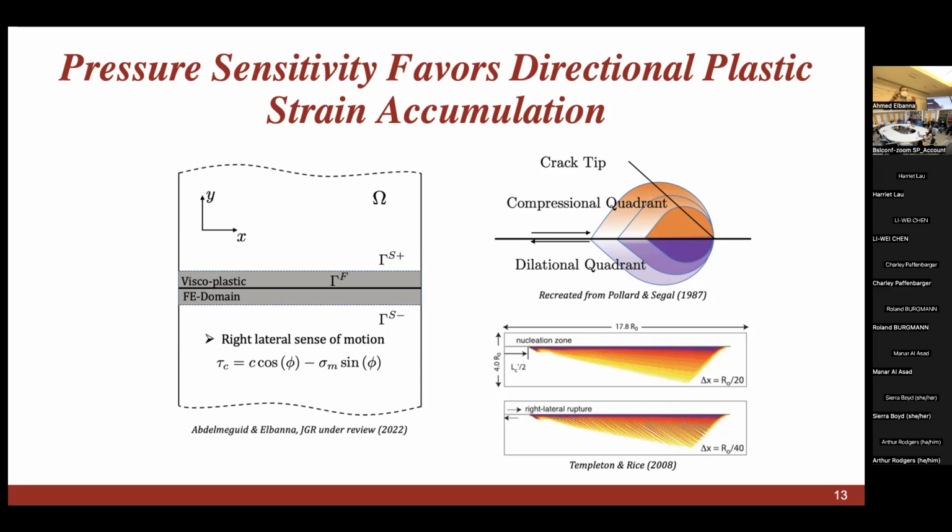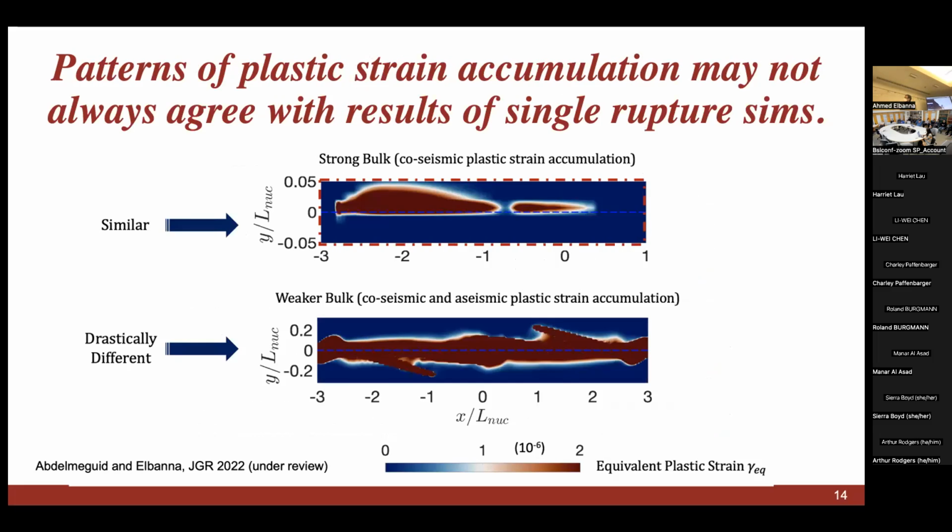So let's see now what we will get in terms of the plastic strain accumulation as we crank our machine through multiple cycles. I'm giving here just two examples. The first one is what we call a strong bulk. We can increase the yield strength of the bulk, for example, by changing its angle of internal friction or increasing the cohesion value so it becomes strong, or reduce the cohesion or the angle of internal friction so it becomes weaker.